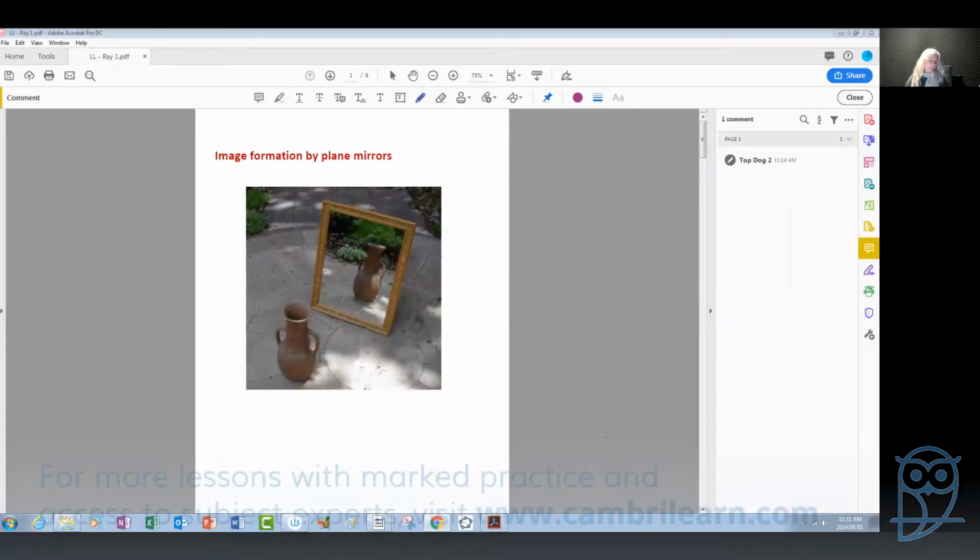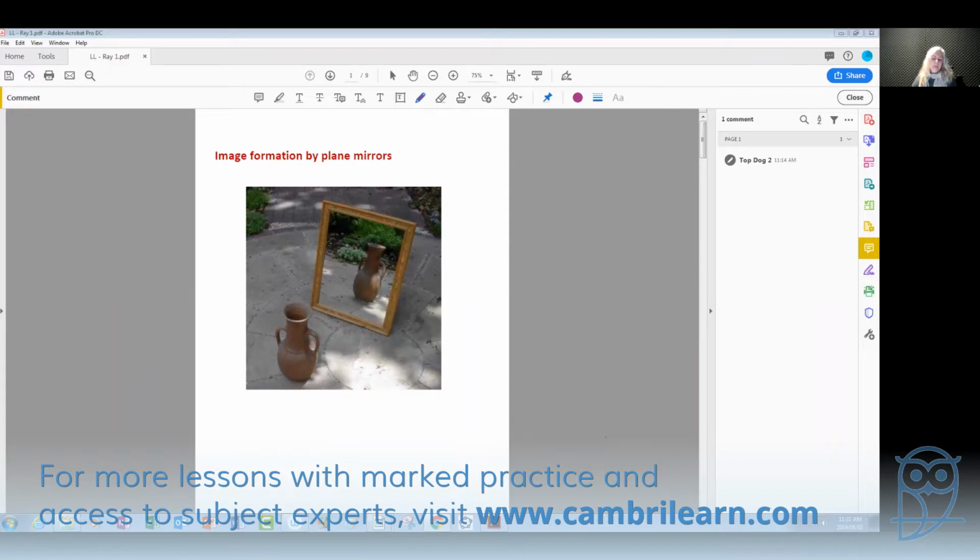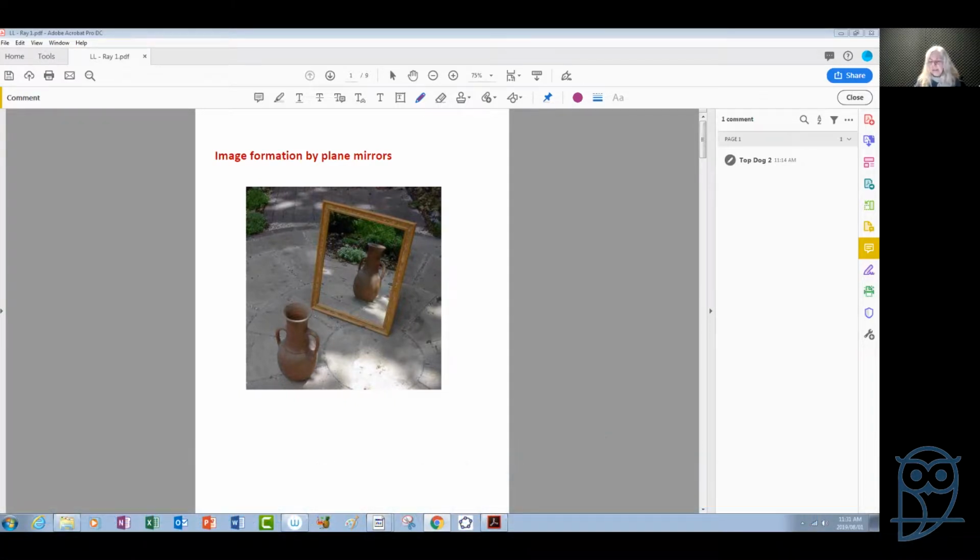Okay, so we're changing chapter today. We're going to light, and we're going to look at a couple of sessions at ray diagrams. And we start with the simplest one, which is ray diagrams involving plane mirrors. Plane means that they are flat, completely flat.